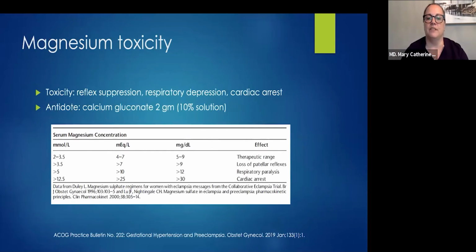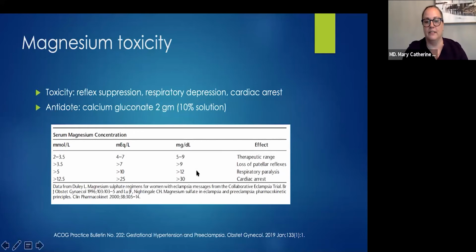And so in terms of toxicity, this table here lists, in different units, the serum magnesium and the level at which we could expect different toxicities. So the therapeutic range, again, is around 5.9. And then once we get above 9, we may see the loss of patellar reflexes. So I like to remind the residents, when they're having to do their Q1 hour, Q2 hour magnesium checks, that this is sort of a reminder and rationale for what we're looking for and that it is very important.